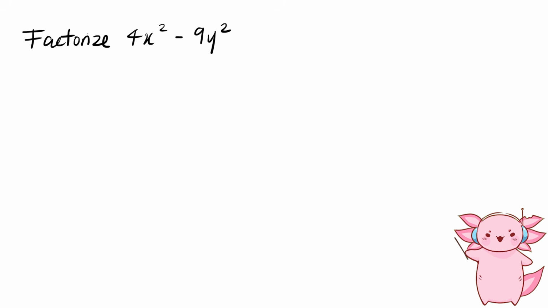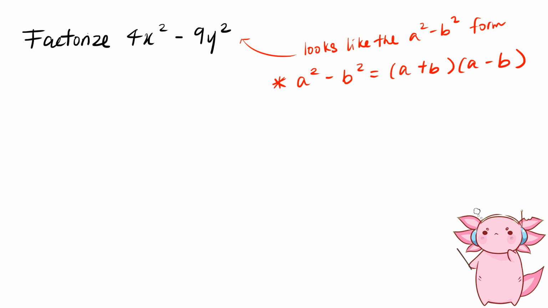One sneaky way this can be used is if the question asks you to factorize something that looks almost like the a squared minus b squared form.